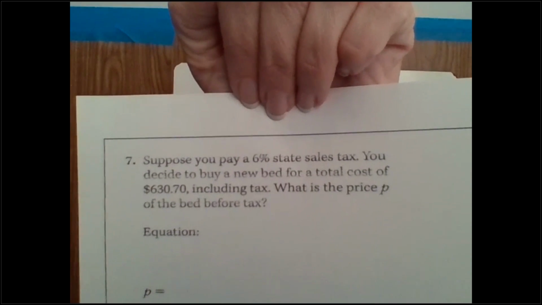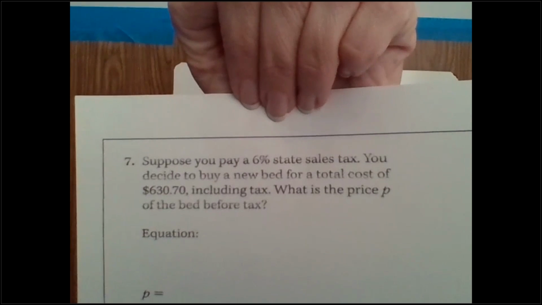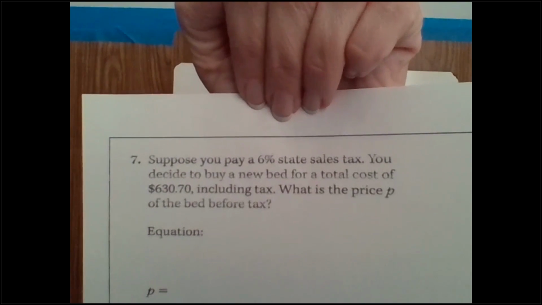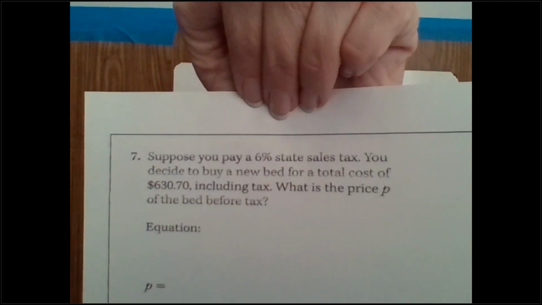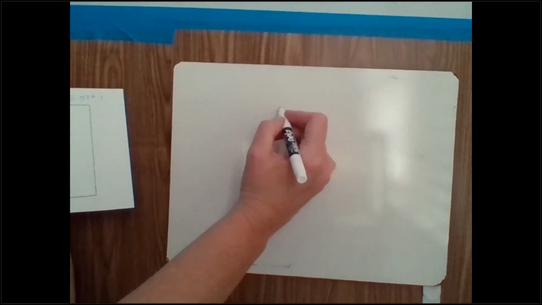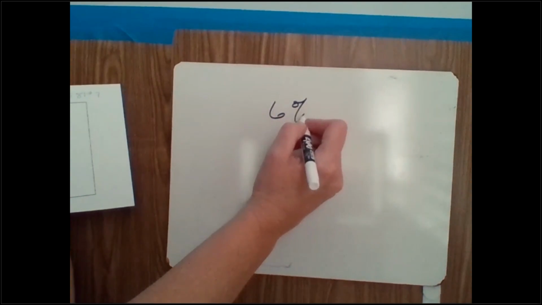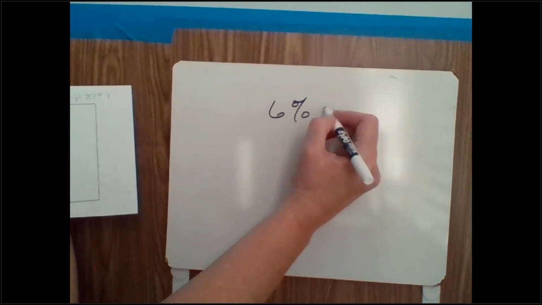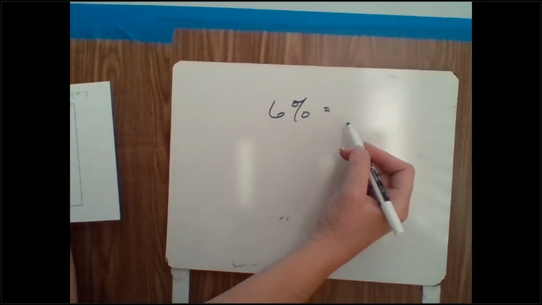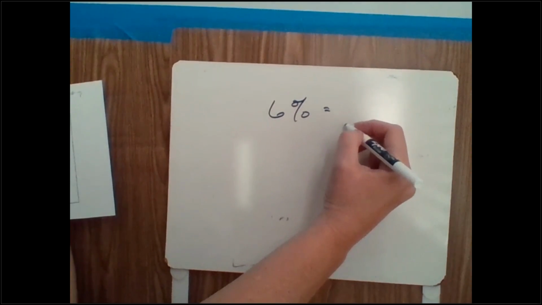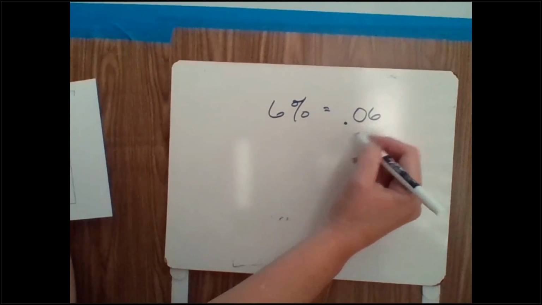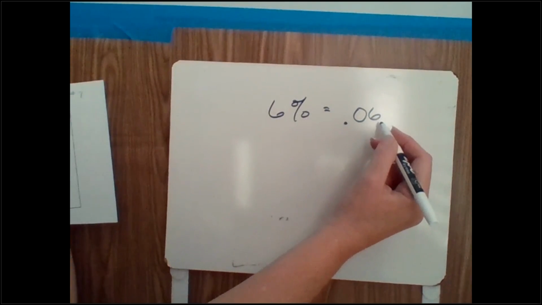So they're telling us we're going to use P to represent the selling price of the bed. But we also are going to have to pay a 6% tax on that price. So hopefully you know, quick review, 6%, if you write that in decimal form, it will be much simpler to solve your problem. And 6% is the same thing as 0.06.